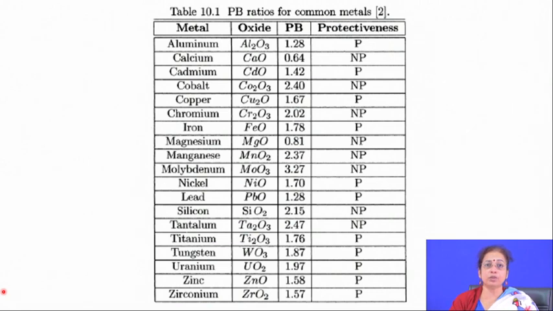Iron, it is 1.78, it is protective. Magnesium, manganese, these are non-protective because this is much lower than or much higher than 2. Molybdenum, it is non-protective. Nickel, it is protective. Lead, it is protective. So, you can understand that depending on the element which is forming the oxide, the protectiveness of the film actually varies. So, you have to be careful in choosing the element for developing the alloy, so that the film which is formed on the surface because of the oxidation of the individual ingredient or individual element is highly protective in nature.